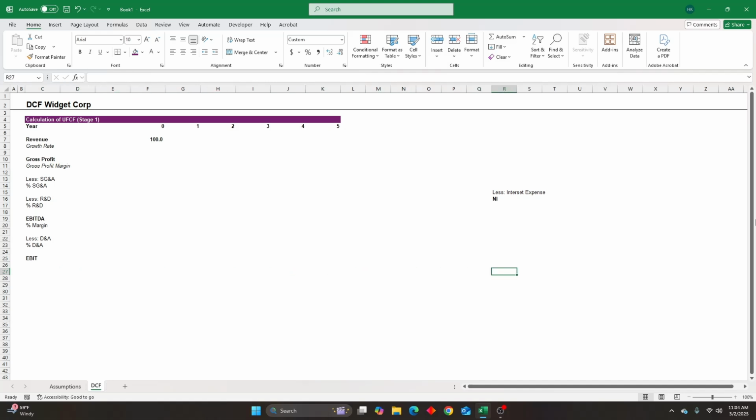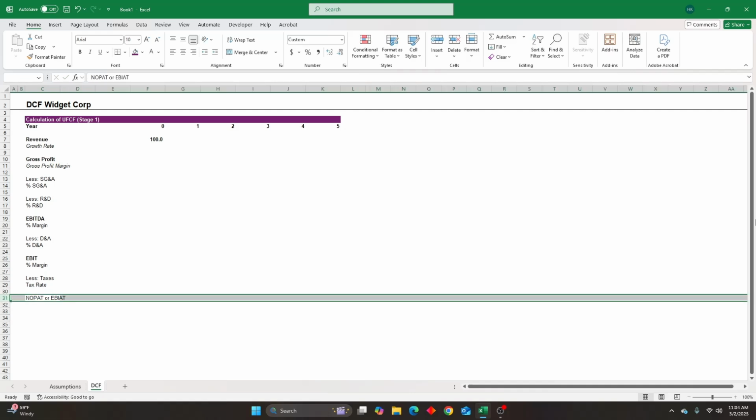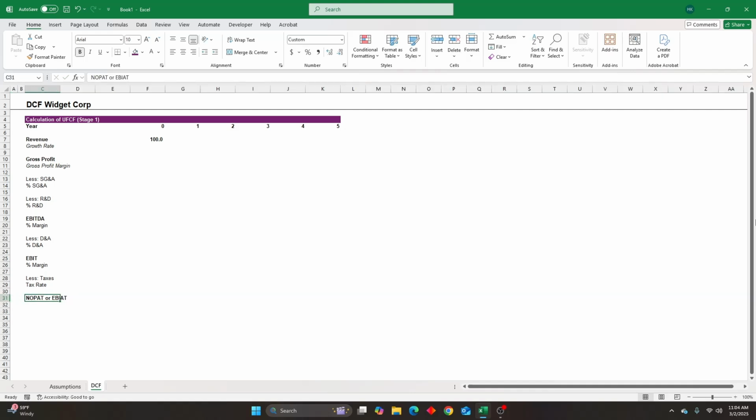And so here, instead of taking out our interest expense, we're going to take out our taxes. After we take out our taxes, this is going to get us to NOPAT or EBIAT. You'll see it used both ways, but NOPAT is net operating profit after taxes. The way to think about this is just your tax affected operating income. When you account for taxes but not capital structure things like interest or debt, how much cash flow do you have? So we'll have that.